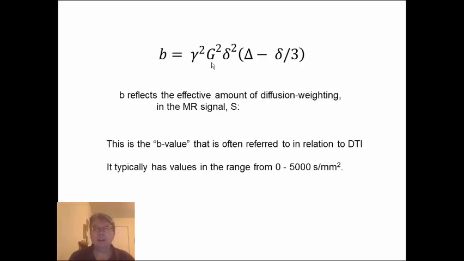G is our gradient strength, which we've chosen. Lowercase and uppercase delta, these are timing values that we've chosen. So all these values are things we've chosen. We set the value of B. And this is what we refer to always as our B value. This is an important parameter that we'll set when we're acquiring our DTI data. And it typically has values in the range of 0 to 5,000 seconds per millimeter squared. This is a typical unit for B value, seconds per millimeter squared. You might see it written in other units, but this is fairly typical.